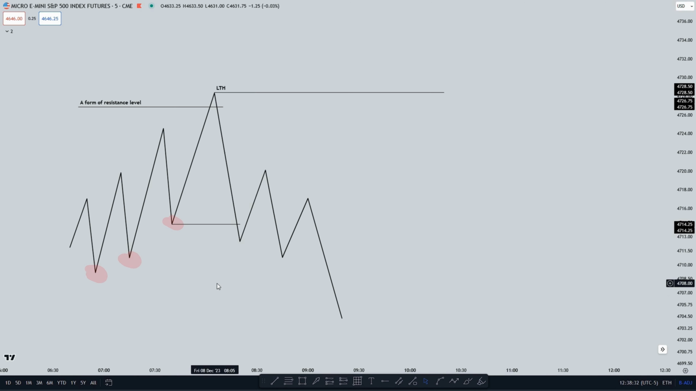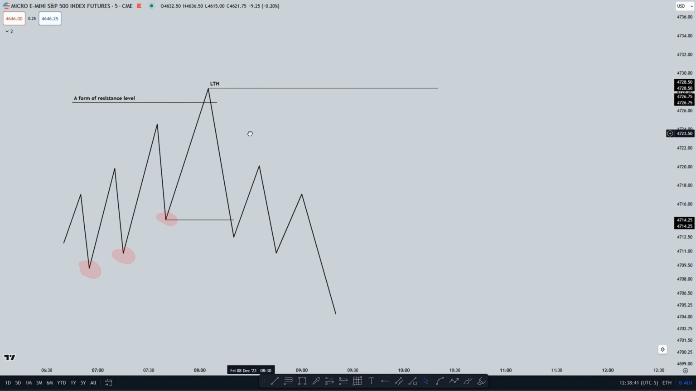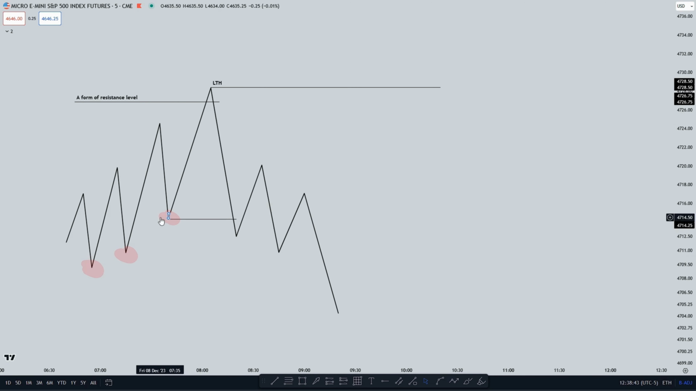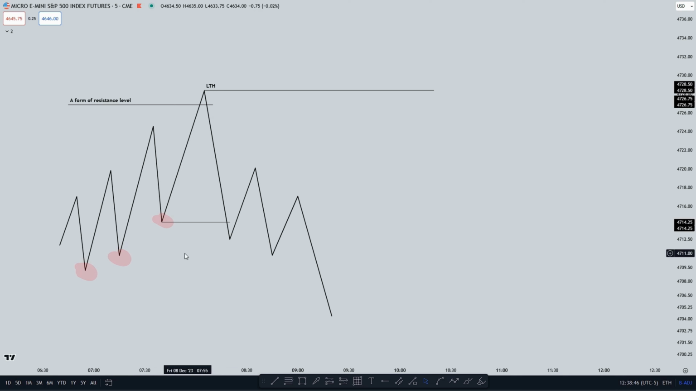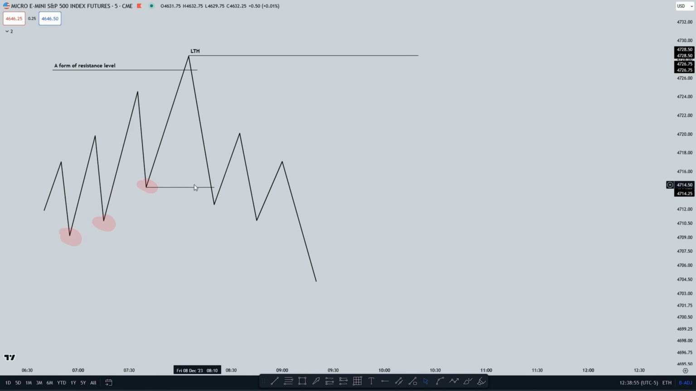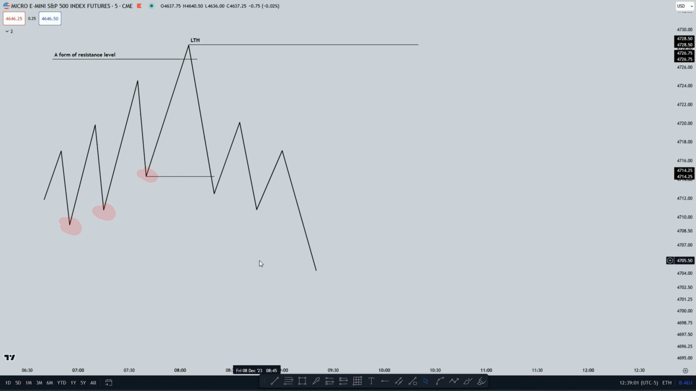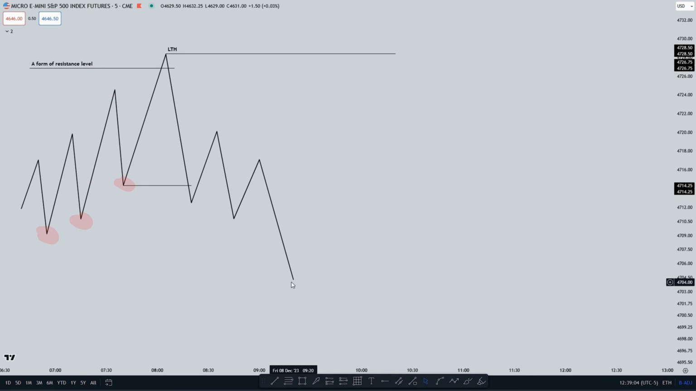So first, I'm going to show you what a high resistance liquidity run could look like. So let's say price comes up and touches a form of resistance level, and then we go lower, taking out this low right here, creating a market structure shift, confirming that this high that touched the resistance level is a long-term high. So now that we have got a market structure shift and price has moved even lower, it is going to be hard for price going all the way up to this long-term high because there are a lot of resistance levels above these old highs.